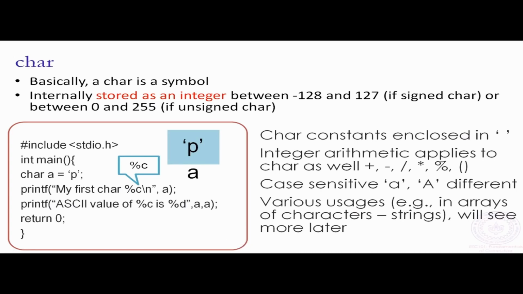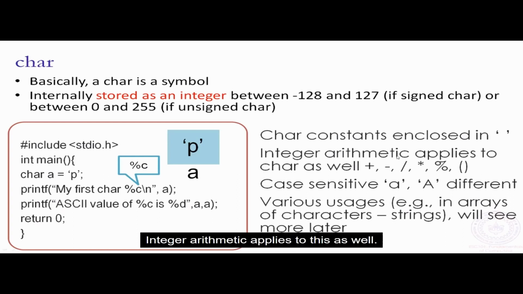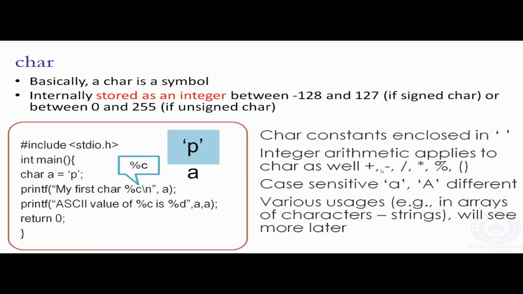Now, since internally C is storing the character as an integer, integer arithmetic applies to this as well. You can do all the arithmetic operations that you can do on an integer, on a character, and so we'll see some nice examples of how to play with this in some of your lab assignment problems coming next week.